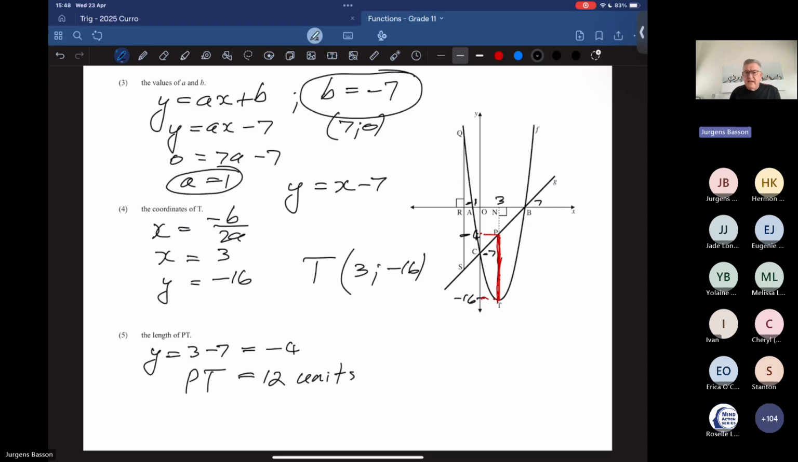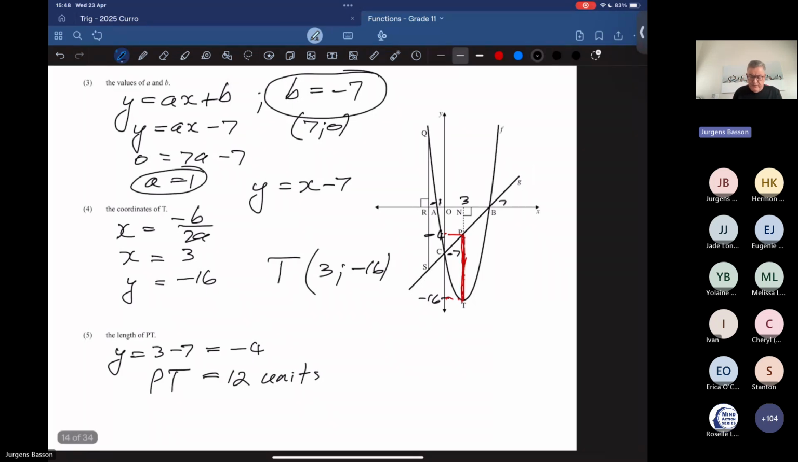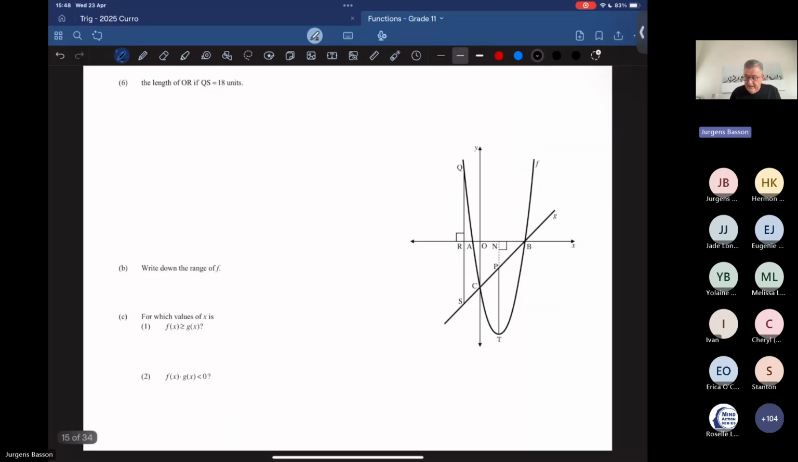I don't think there's any problems here. These are still quite easy stuff, straightforward. We need to find many of these values for the questions coming. So I will just write them in as we go along.